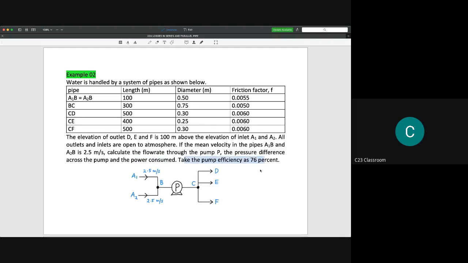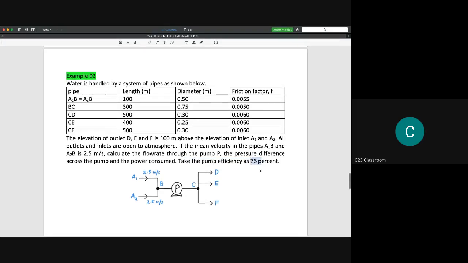So I think you could imagine how to write the Bernoulli equation if you have a pump. You already know how to calculate Bernoulli. You know how to calculate the flow rate or the power input or output for the pump if the efficiency of the pump is given. So in this case, it is 76%.